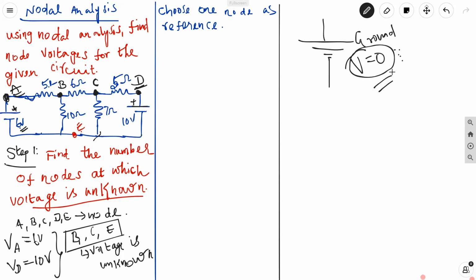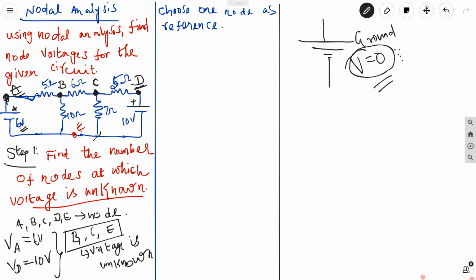Okay, so what I'm saying is, first you need to find the nodes at which the voltage is unknown, and among those you choose any one node as a reference. Again, it is an arbitrary choice. It is your choice. There is no rule to choose only this or that as reference. You can choose any node as a reference. But in general, we choose the node at which a large number of elements are connected together as the reference. Okay, it is just a thumb rule only. It is not a condition, it is not mandatory.